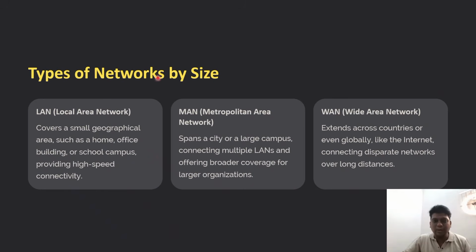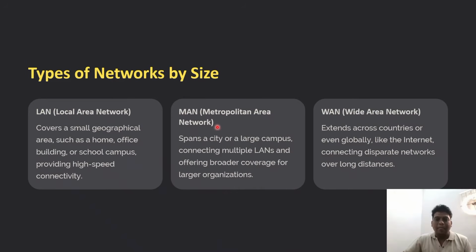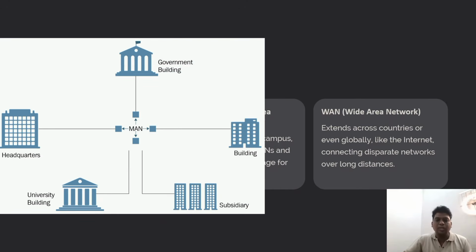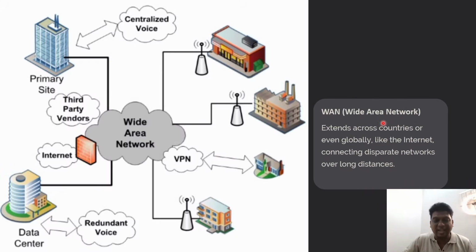So we are defining networks by size. LAN, local area network, covers a small area like a home, office building, or school campus, providing very high speed connectivity. Then MAN, metropolitan area network, spans a large city or large campus that includes multiple LANs. It offers broader coverage for large organizations. Then wide area networks cover large geographical areas like the internet, connecting disparate networks over long distances.